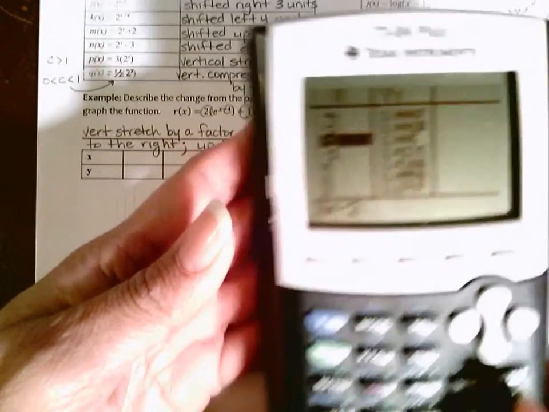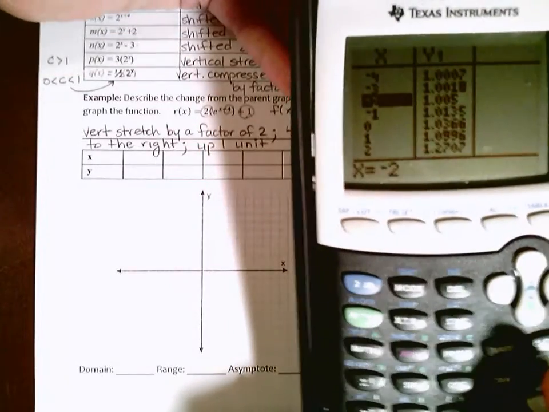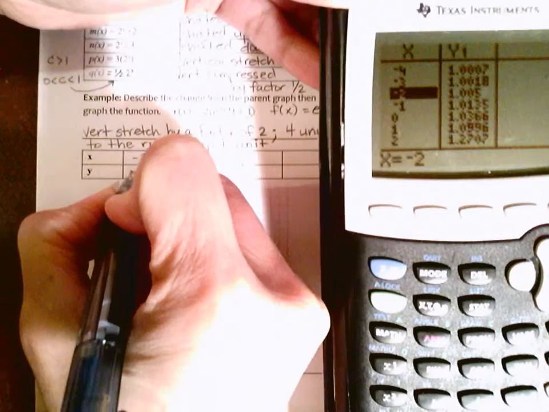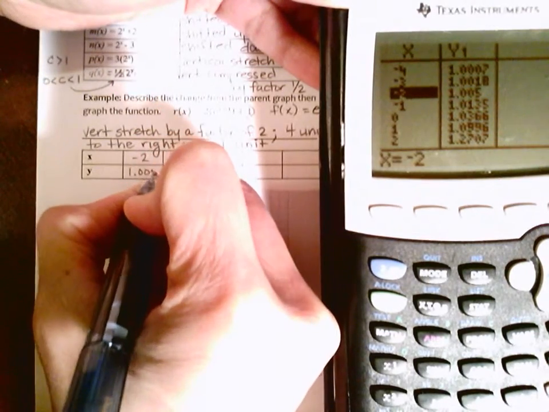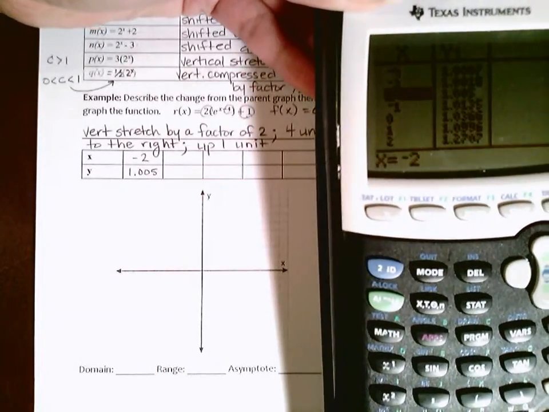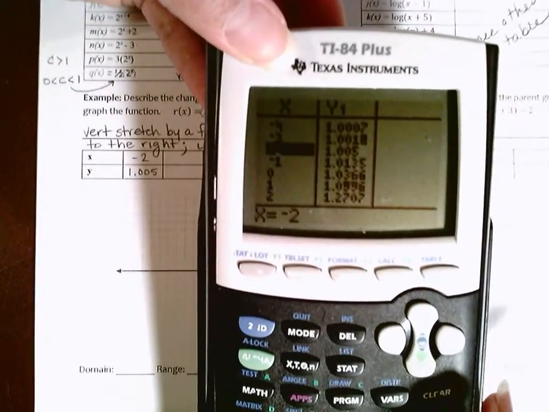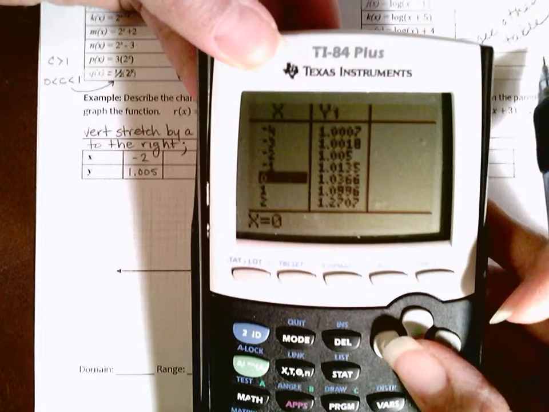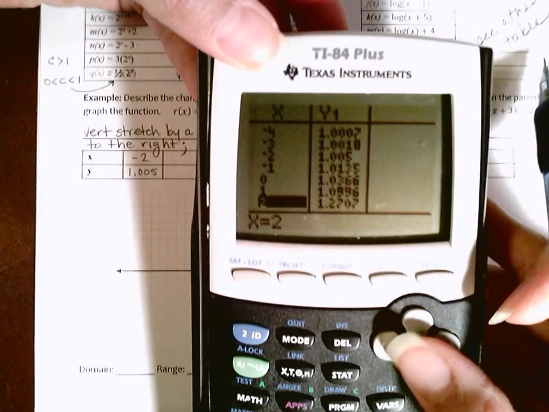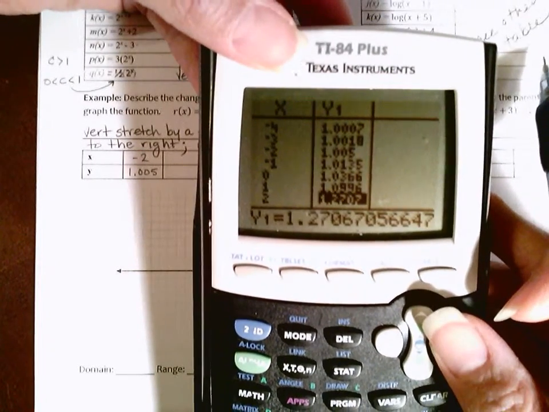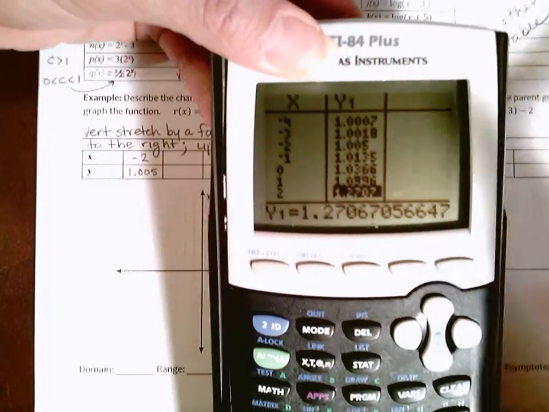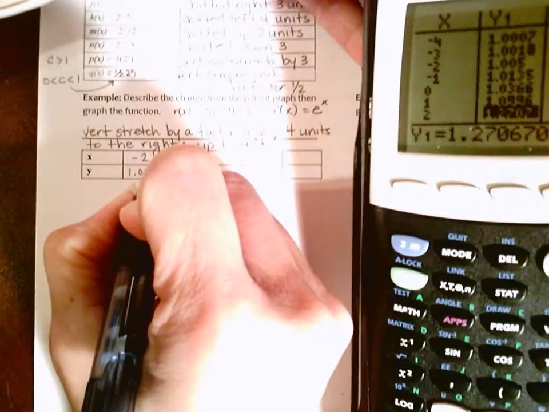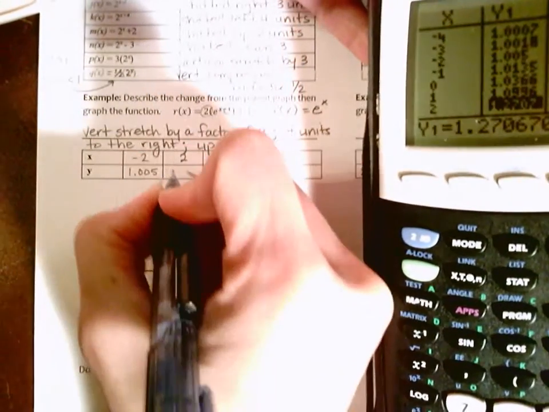So -2 is 1.005. So I'm going to come over here, I'm going to write -2, and this is 1.005. And then the next one we had was, let's see, all these are kind of close to 1s. Let's go a little bit higher than 1. So let's go +2, which is 1.27, so close to 1.3. So +2 was 1.271.